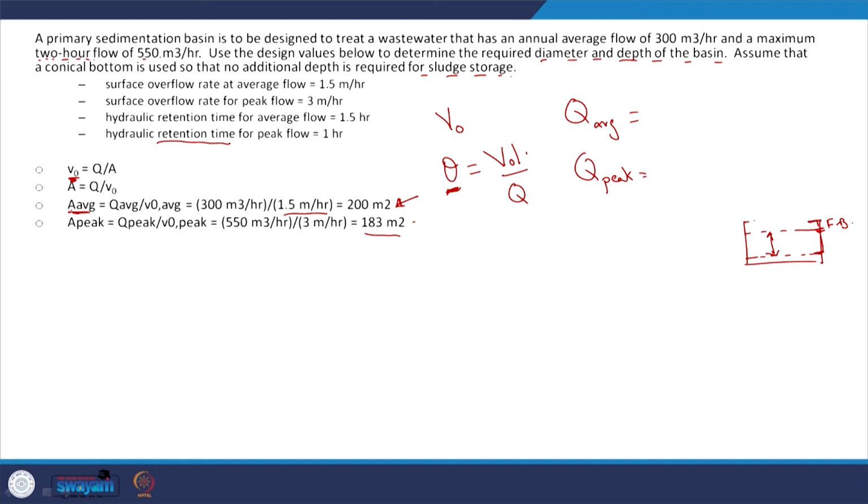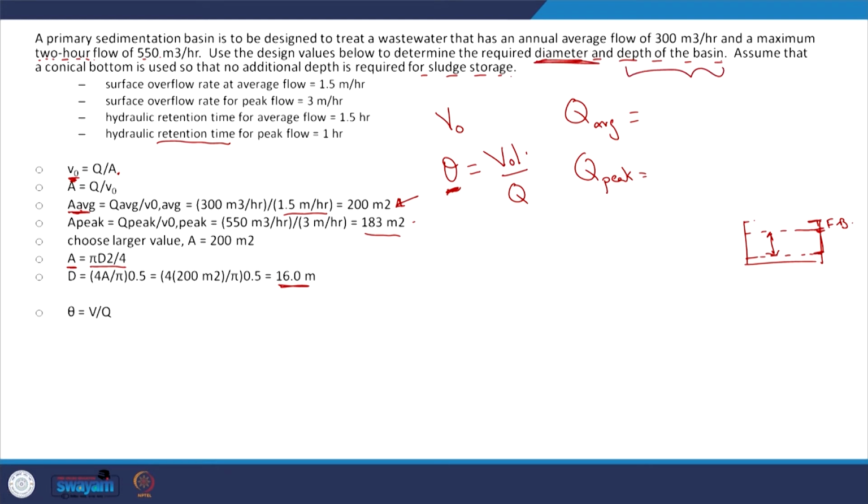This is the plan area. That's something to note here: always the plan area, at least with respect to the overflow rate. And then what next? We have the area, and then the diameter and depth. Well, that's again a pretty easy aspect. We know that area is equal to pi d square by 4. So from that I can get the relevant diameter. Here we are done with the diameter, and the next aspect is depth.